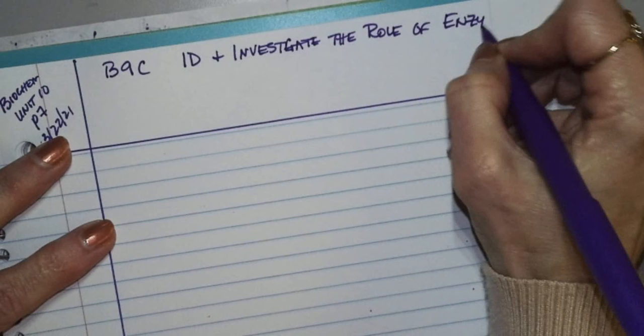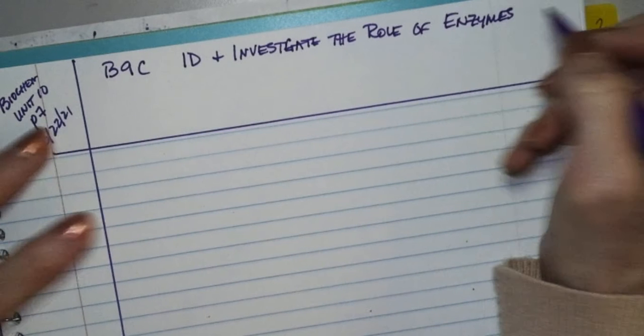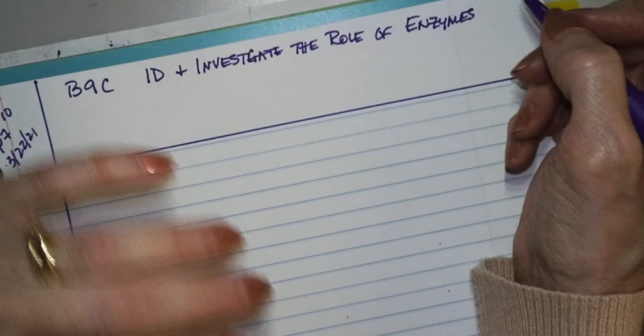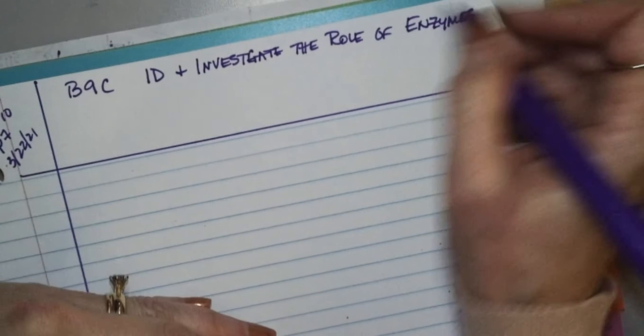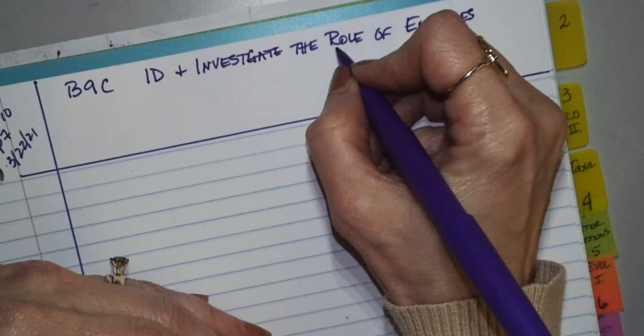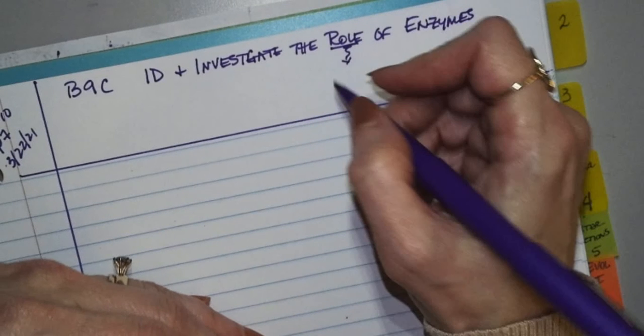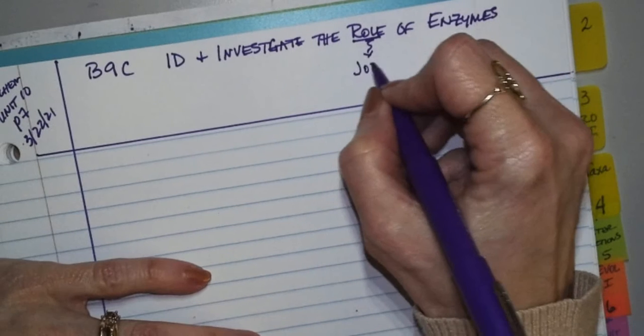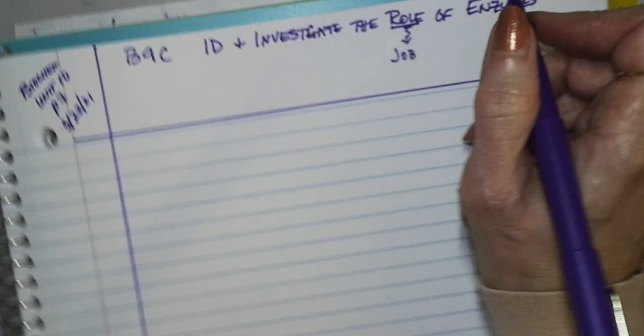So we did carbohydrates, lipids, proteins, nucleic acids, and now we're hitting on proteins again because enzymes are proteins. And when I say role, someone asked me earlier what I was talking about here. Think of it as their job. What job do they have? What's their role? What's their function? What do they do here?